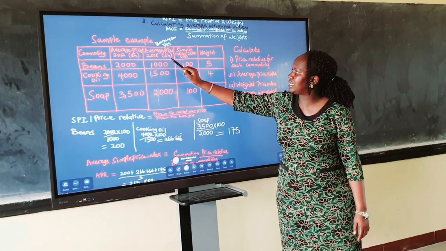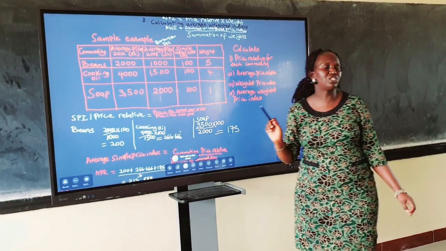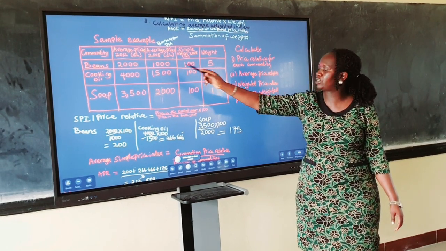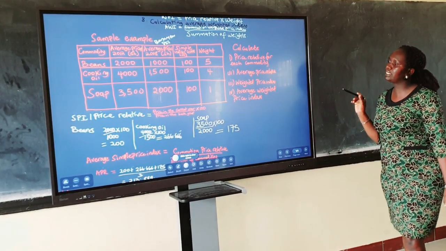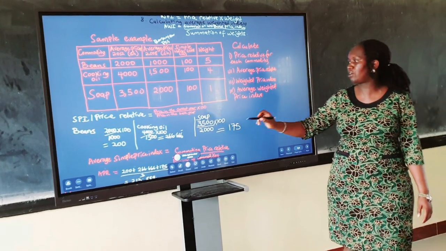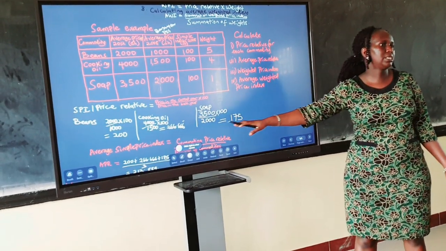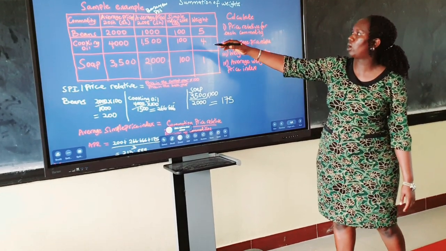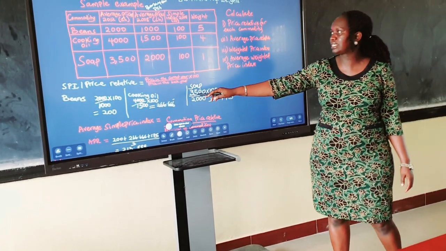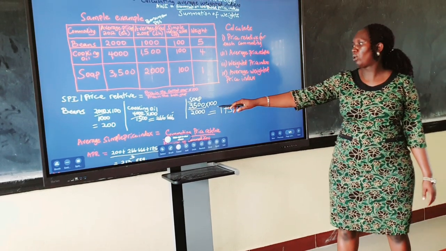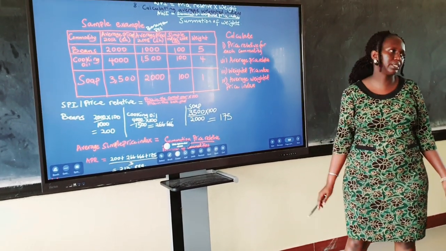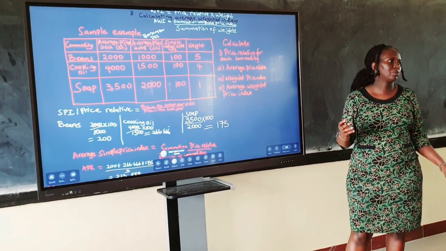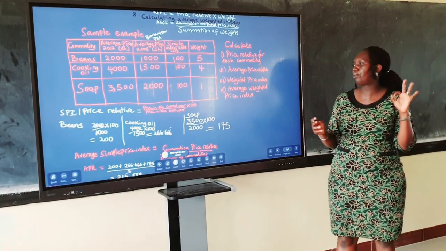So if this is the base year, it literally means that is the current year. So if you go to beans, current year price is 2,000, divide by the base year price, which is 1,000, times 100, gives you 200. Do not attach any units. You go to the same, compute cooking oil, price in the current year, 4,000, price in the base year, 1,500, times 100. Now, this one has more points after the decimal. We round up to 3 decimal points.